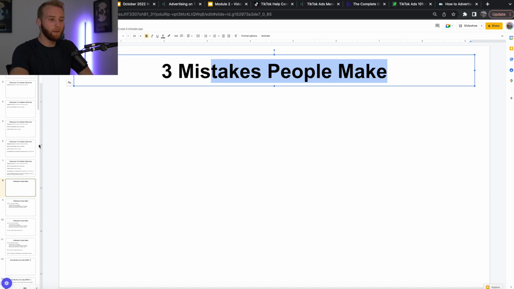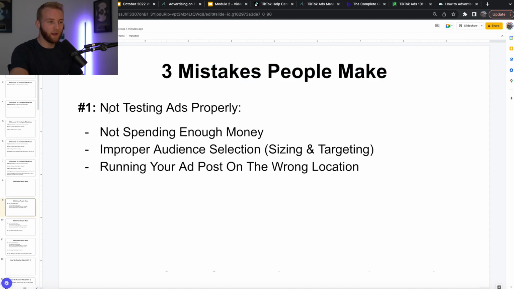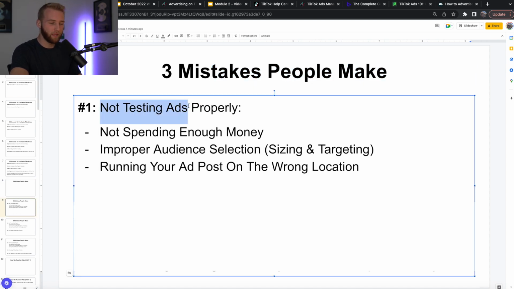Three mistakes that people make when they're running TikTok ads. Number 1, they're not testing their ads properly. This is commonly they're not spending enough money, so they're running like two $20 a day budgets. Yeah, they're leaving them up for a little bit, but they're just not giving it enough time. Usually that's because there's no real strategy.